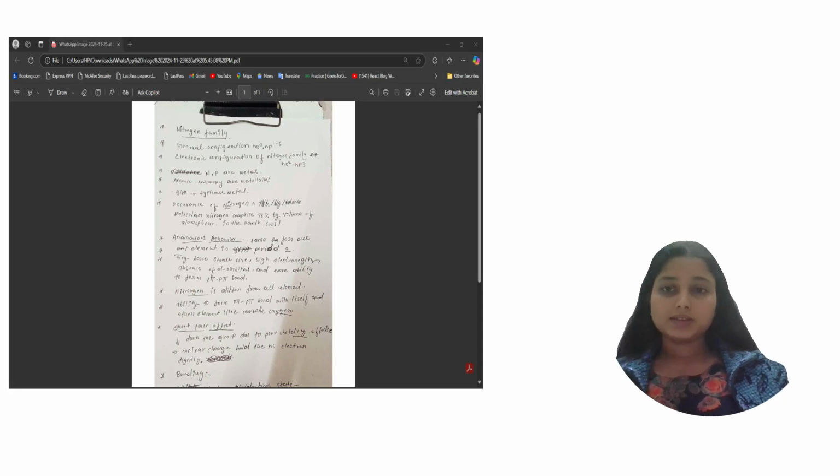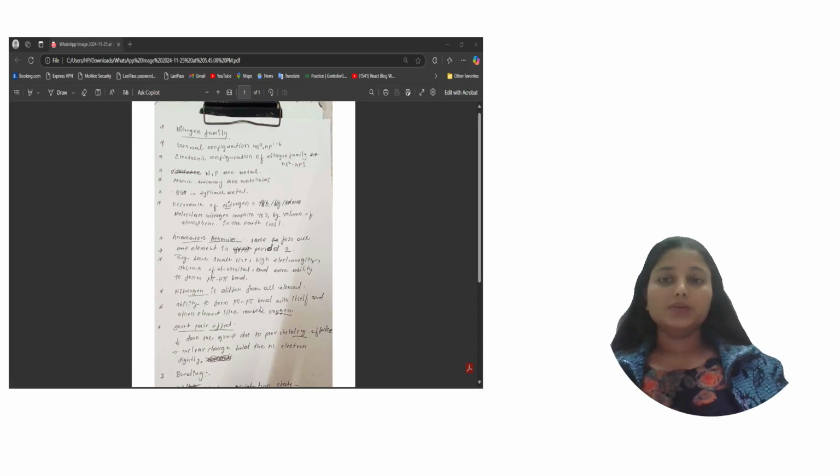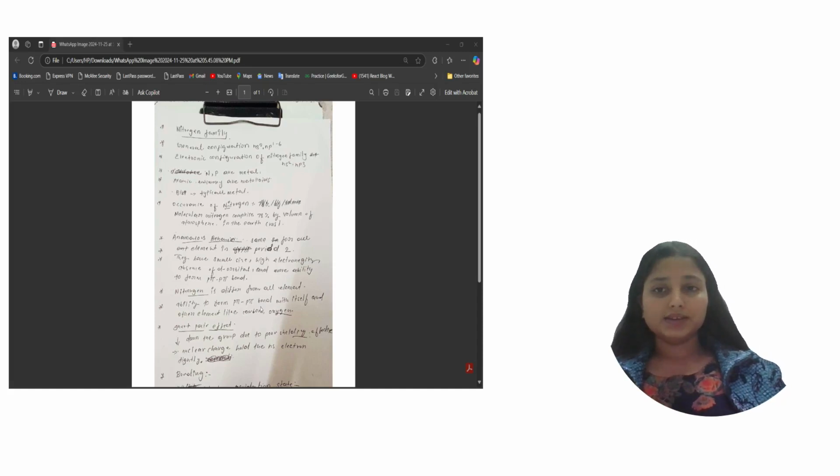So in this lecture we will cover p block elements. In p block we will only discuss the nitrogen family. First, we discuss the general configuration of p block, which is ns2 np1 to 6.